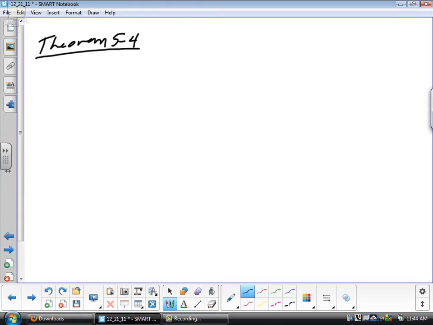So theorem 5.4 says if both pairs of opposite sides of a quadrilateral are congruent, then the quadrilateral is a parallelogram. Yes? Mike, thank you. That's magic. Now, theorem 5.4.